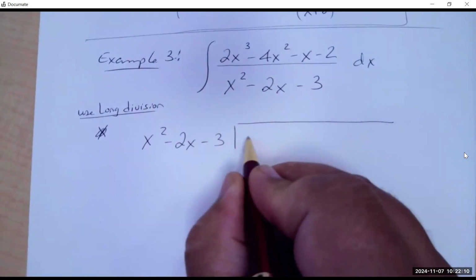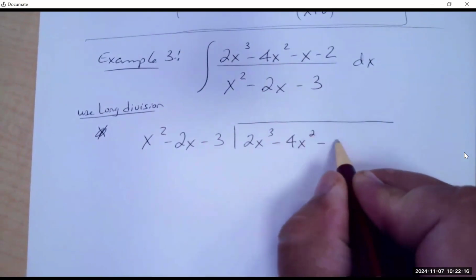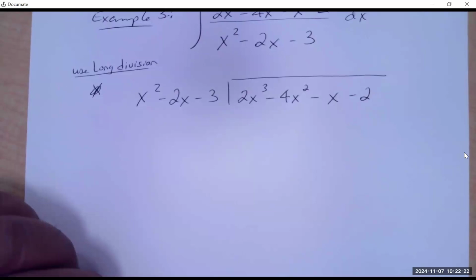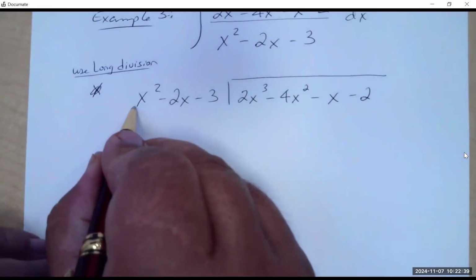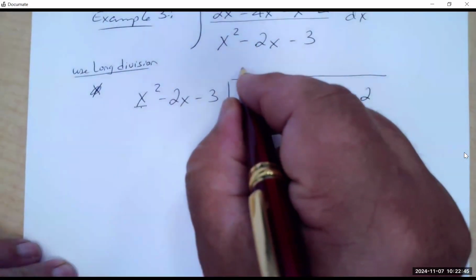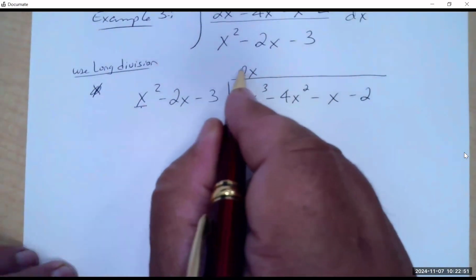That goes into 2x cubed minus 4x squared minus x minus 2. Does everybody remember how to do long division? Don't feel bad, because I have people who, after we talk about it, forget how to do it. You always look at the leading terms. What times x squared gives me 2x cubed? 2x. So now we take this number, multiply it to each of those.